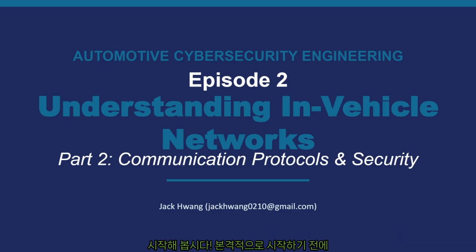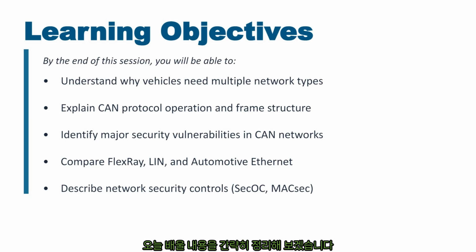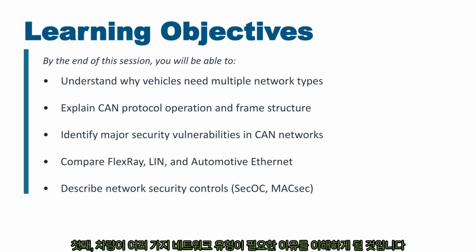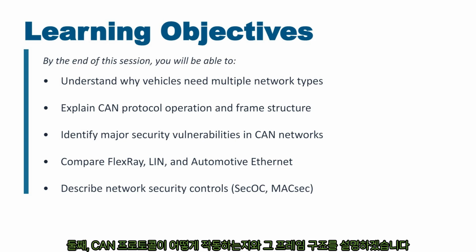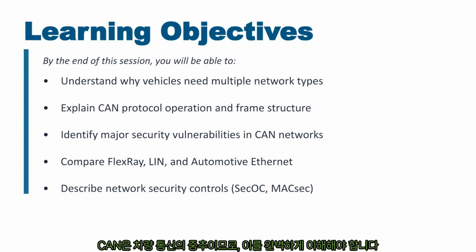Let's get started. Before we jump in, let's outline what you'll learn today. First, you'll understand why vehicles need multiple network types. It's not just complexity for the sake of complexity. There are real engineering reasons. Second, we'll explain how the CAN protocol operates and its frame structure. CAN is the backbone of vehicle communication, so you need to know it inside and out.